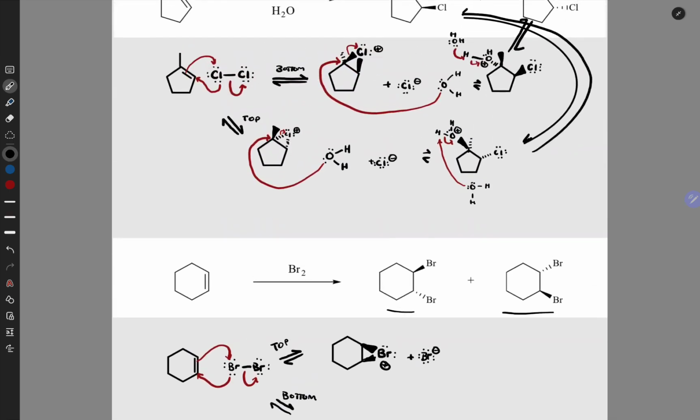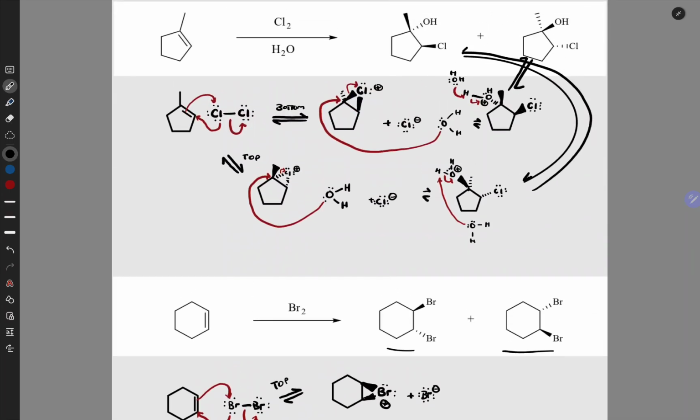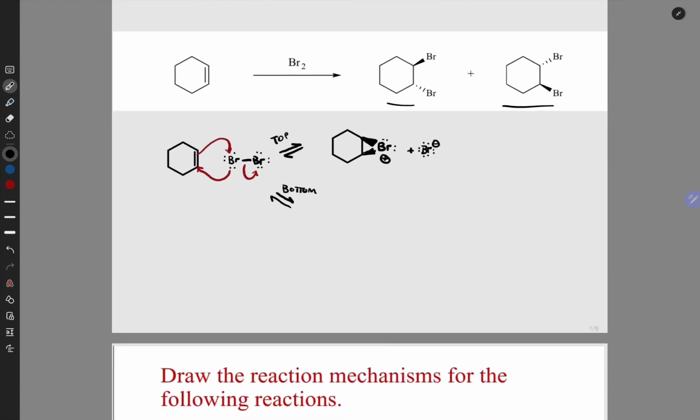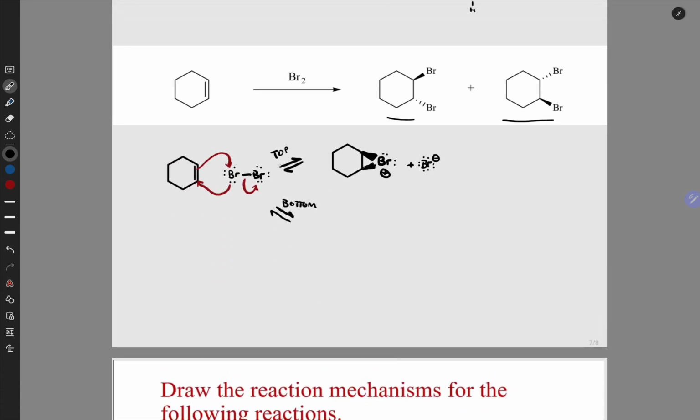Sorry, pause right there real quick. Making sure, I was actually correct in saying that this is a top and this is a bottom. Looking later on, this ends up attacking from the bottom position. Sorry, from the top position. And this ends up attacking from the bottom position, but the chlorine itself actually attacks from the top and the bottom. That's what this is saying. I apologize. Okay, so attacking from the top and attacking from the bottom.